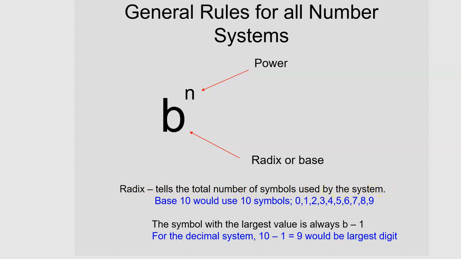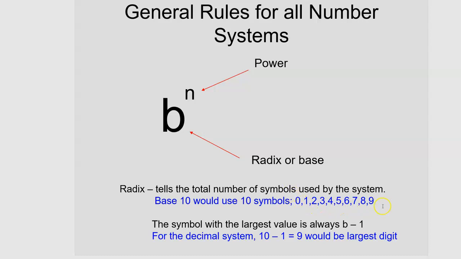As humans, we use a base 10 number system, so this B here we can think of as 10 raised to the nth power. The base tells us the number of symbols used in the particular number system. Since we use base 10, there are 10 symbols, and remember, we start counting with 0, not 1. So we go 0, 1, 2, 3, 4, 5, 6, 7, 8, and 9. Those are all the symbols we can use in the base 10 number system.